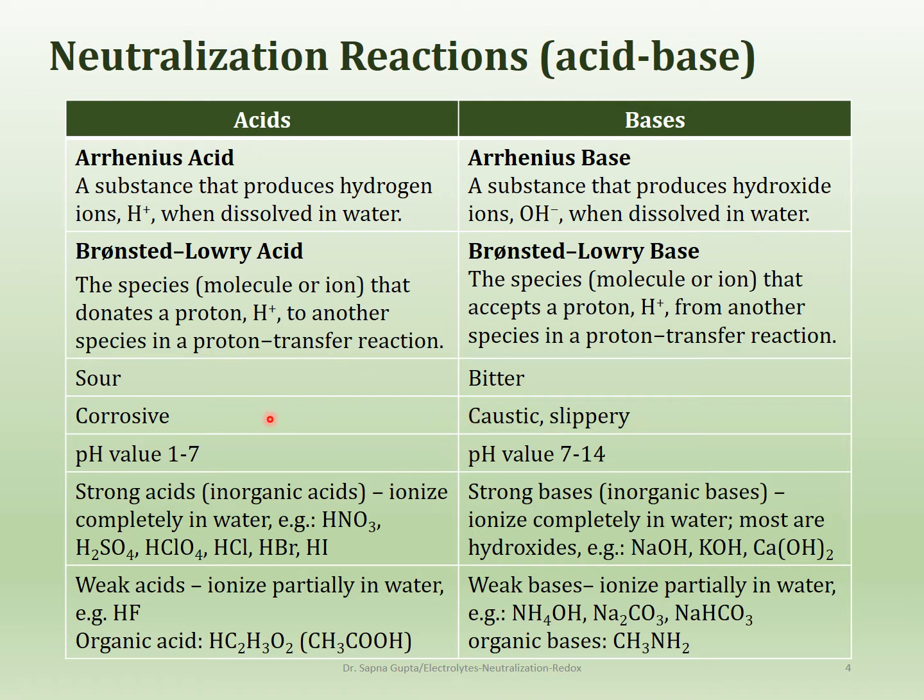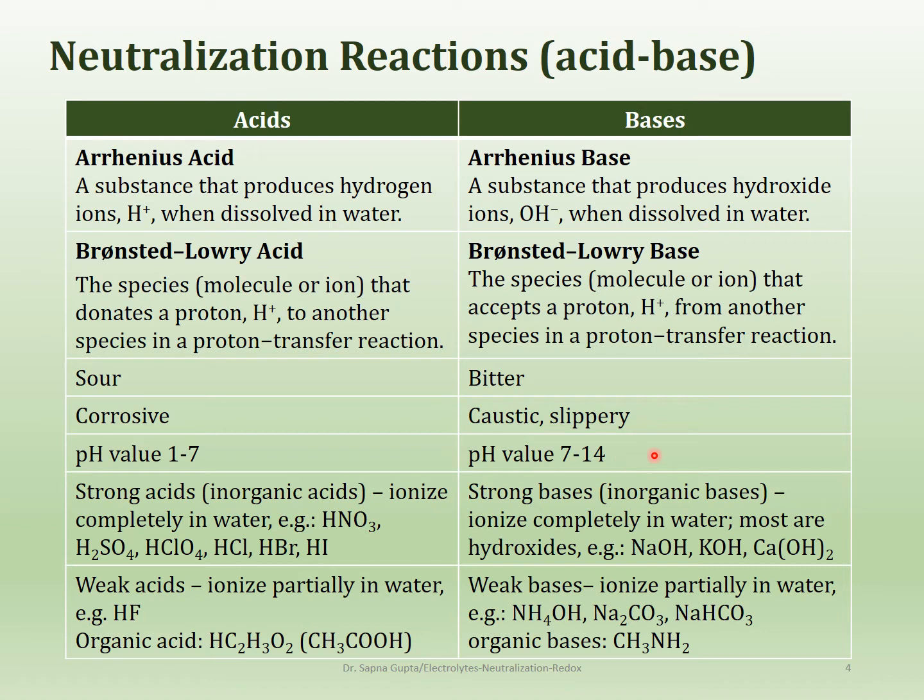So you have to be specific about how you got the burn. If it's an acidic burn, it's called corrosive, and if it's basic, it's called a caustic burn. A pH value is a measure of how acidic something is, and the pH value for acids is 1 through 7, and for bases 7 through 14.